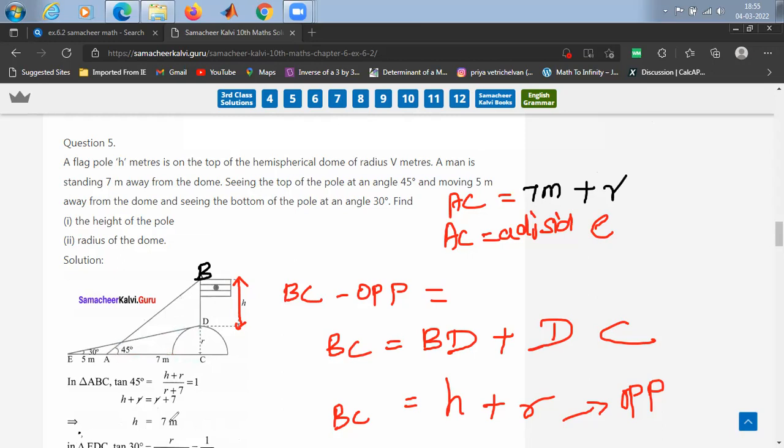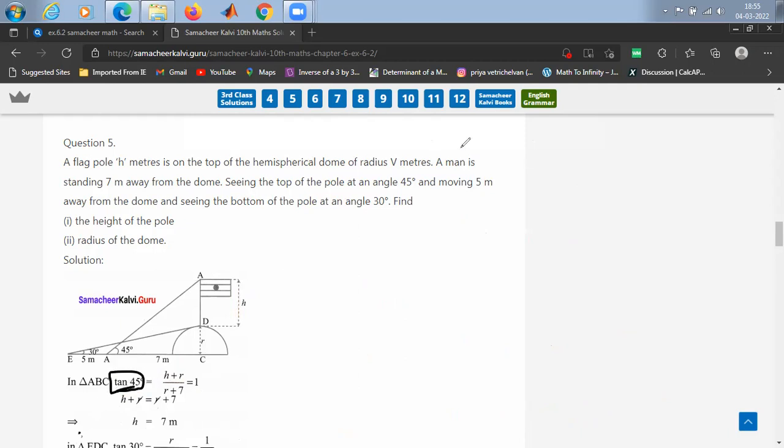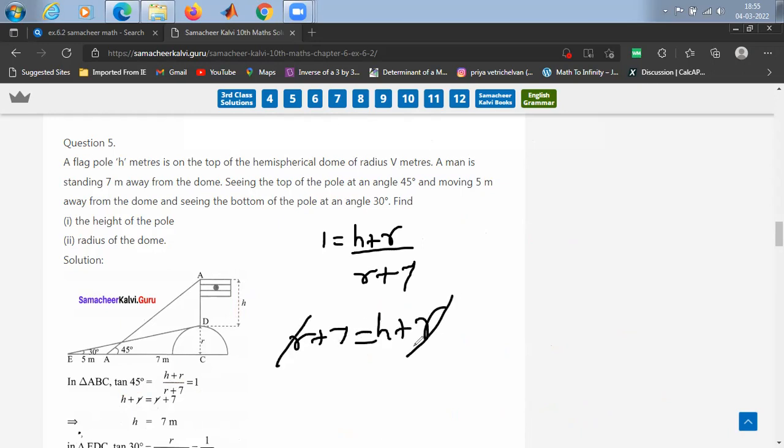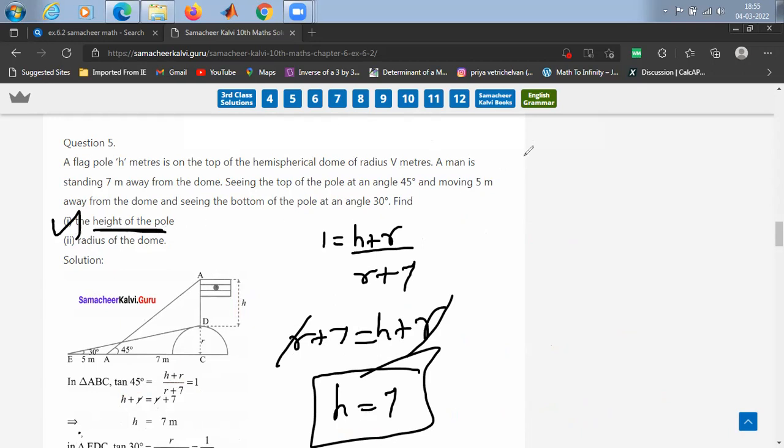Yeah. So they are substituting tan 45 degree as opposite side H plus R upon adjacent side. What is adjacent? It's 7 plus R. We wrote it as R plus 7, anything is okay. And what is the value of tan 45 degree? It's 1. So 1 is equal to H plus R upon R plus 7. Can write it as R plus 7 equal to H plus R. Cancel out the R. H is equal to 7. So we found the height of the pole.